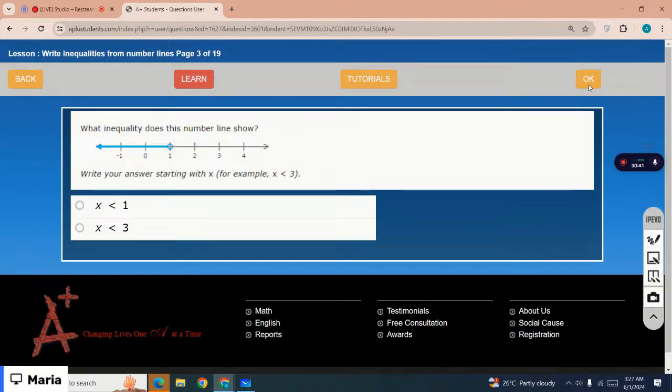What inequality does the number line show? So which is the correct option? That is x is less than 1, option number 1 is the correct option.